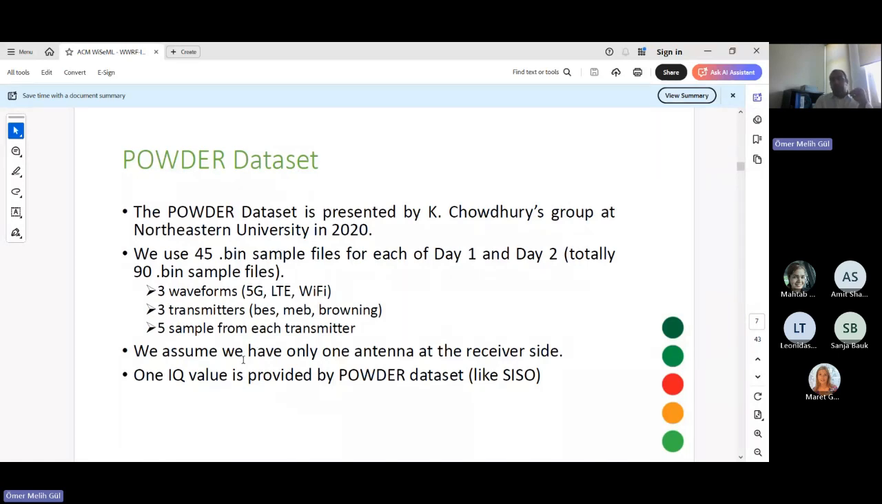And we assume that we have only one antenna at the receiver side and just one IQ value provided by the POWDER dataset. We consider only one antenna at the receiver side because when you consider multiple antennas, there will be interference and the problem may be more complicated. It may be considered some kind of future work. When you consider one IQ value, it is provided by the POWDER dataset like SISO, single input, single output.